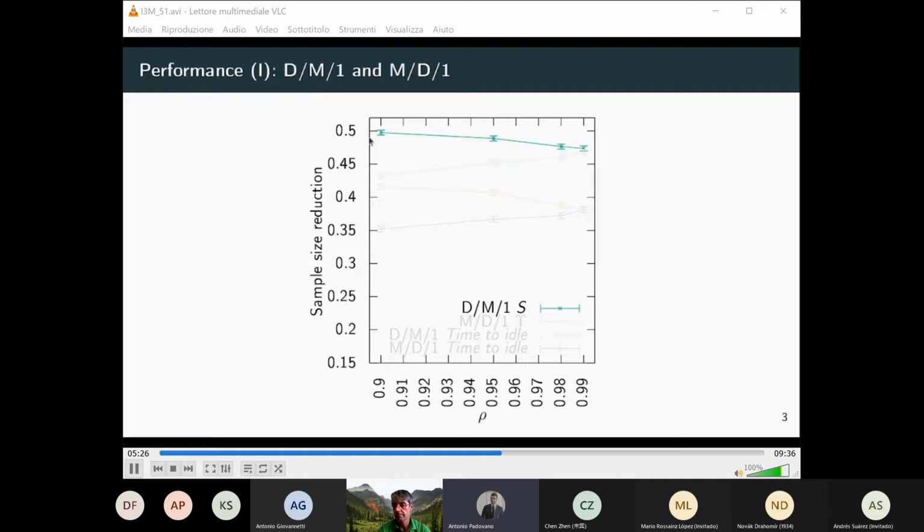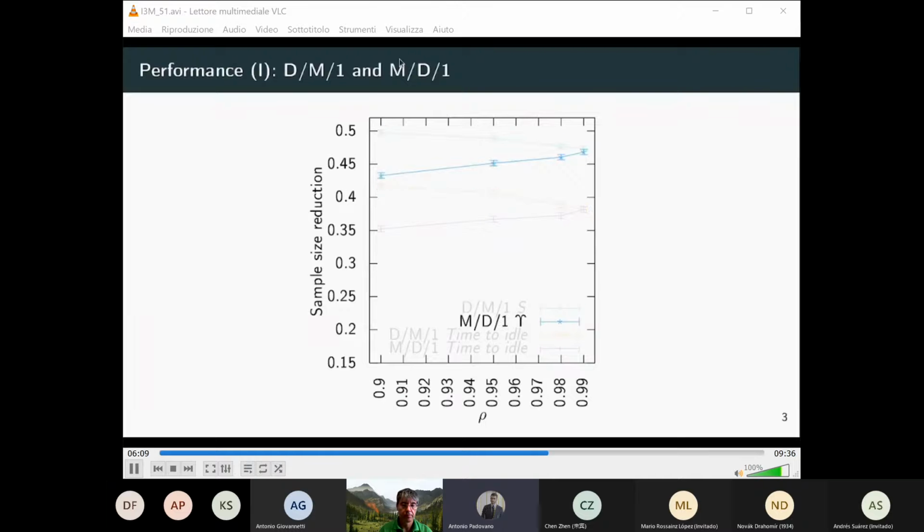In this case, we see how we can get a significant sample size reduction in order to comply with a confidence interval requirement of almost half. Almost half of the sample size is needed if we use the service time as a control variate. If we use the time to idle instead of the service time, we get, well, a good reduction, but something like 9 percentage points below what the service time obtains.